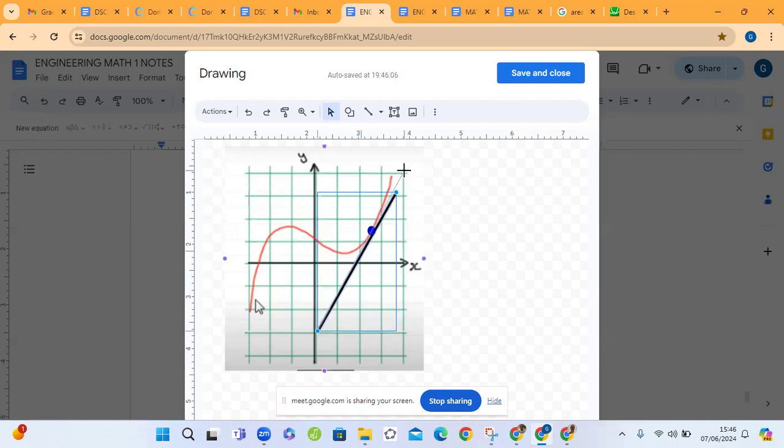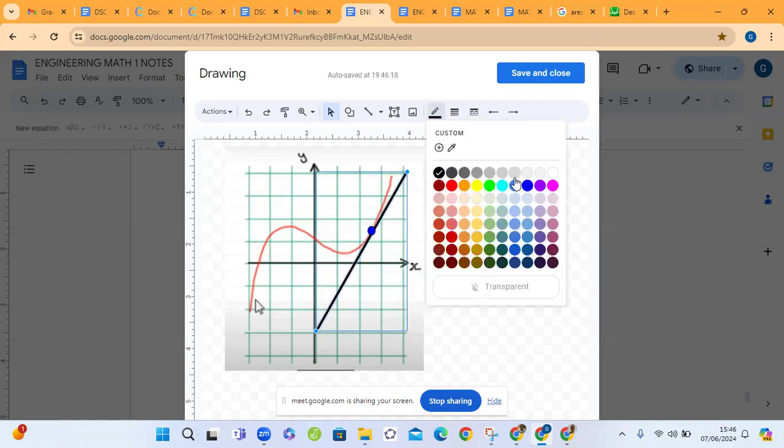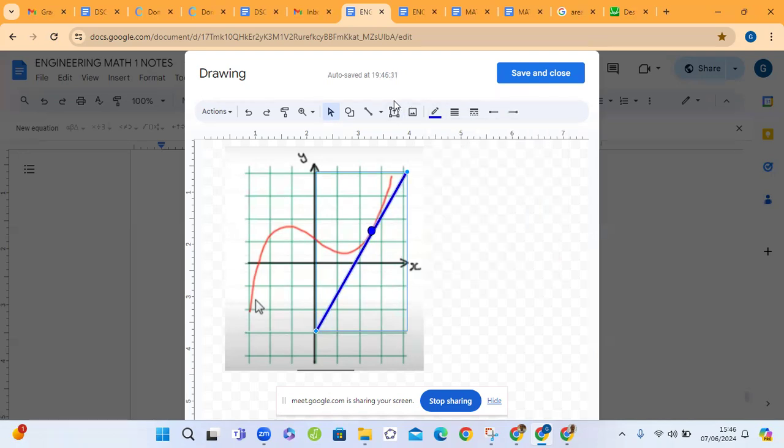Here we have an example. Here we have a curve, and I am interested to know the gradient at that point. So here I've drawn a tangent at that point, and I'm going to find the gradient of that tangent, the gradient of that line, and this will give me the gradient of the curve at that point. Now, what is the gradient of that line? What is the gradient of that tangent?